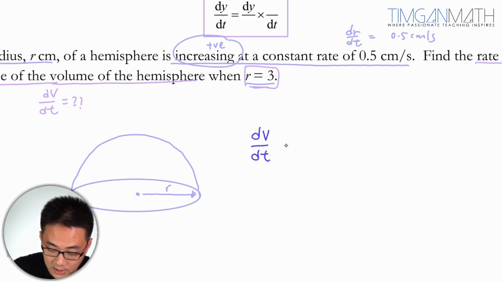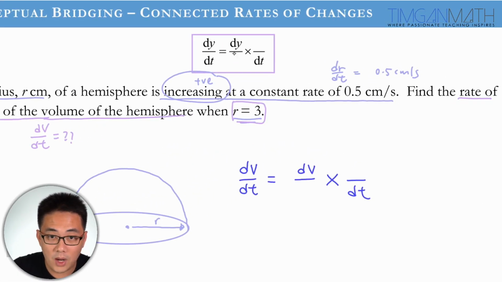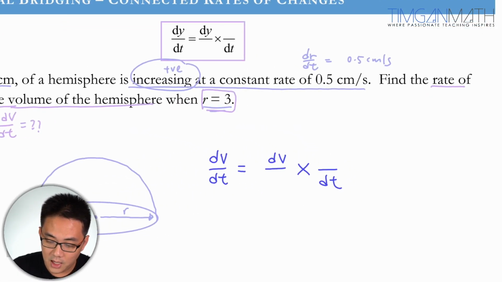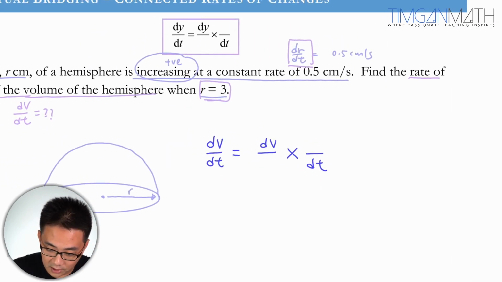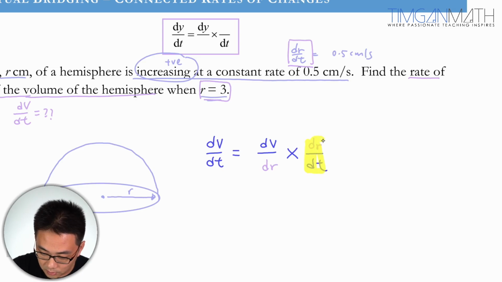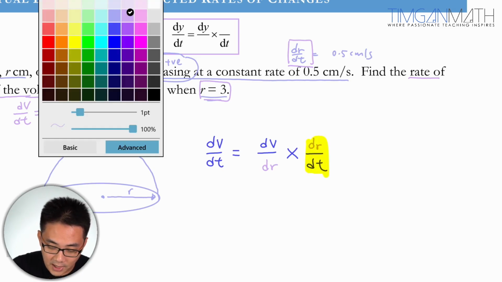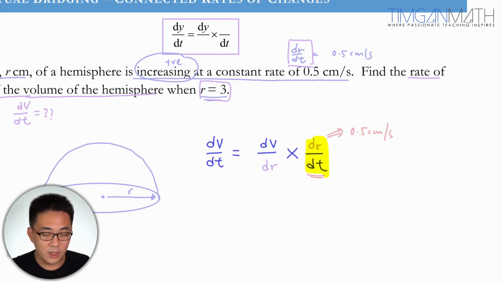So what I'll suggest is step number 1: put dv something over dt, just like what we did just now. This is what we need to find. So dv over something, times something over dt. Now the next part is to figure out what to put here, because you have already been given dr dt. So it only makes sense for you to put dr. If you put dr here, you need to put dr here. With the chain rule, you need to be able to balance it, right? So we already have dr dt here. In other words, this part is 0.5 cm per second, a constant rate.